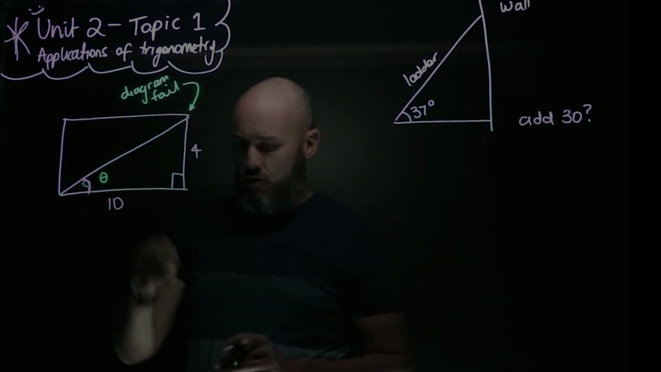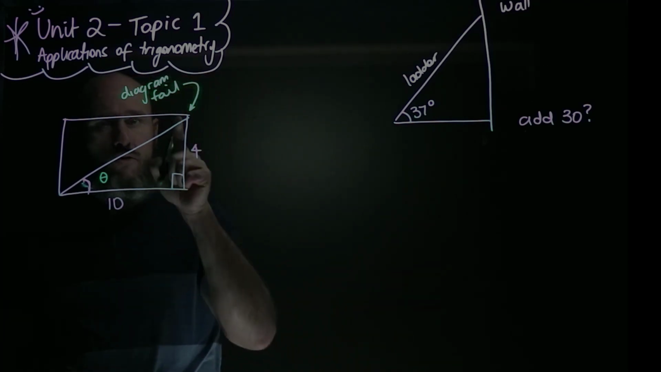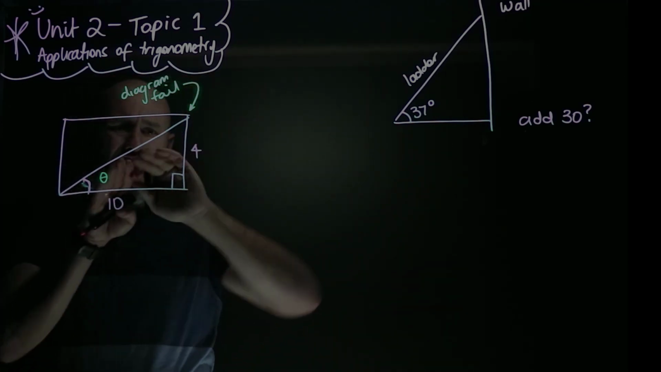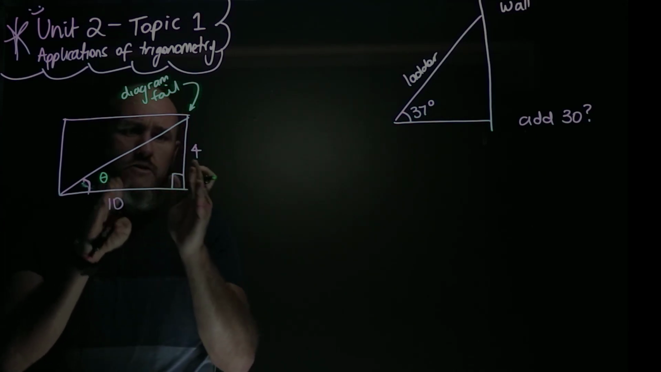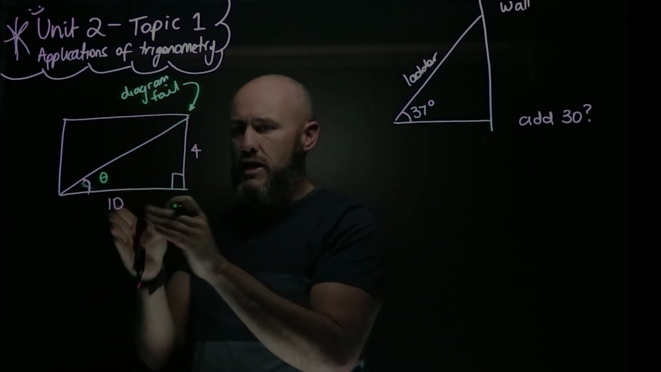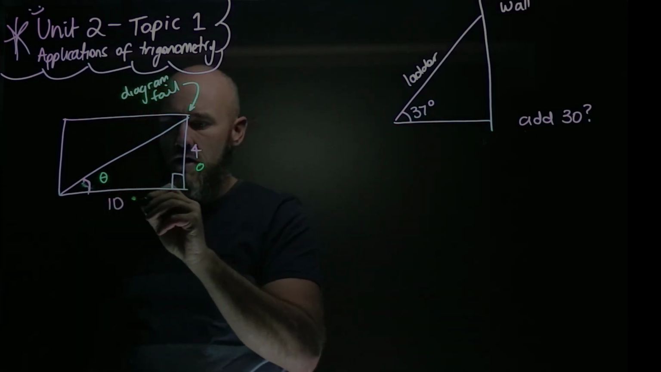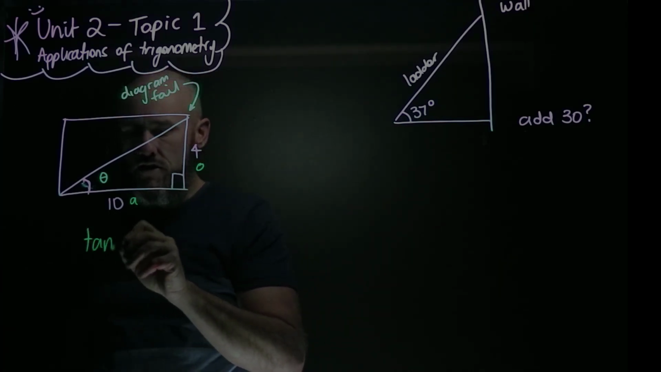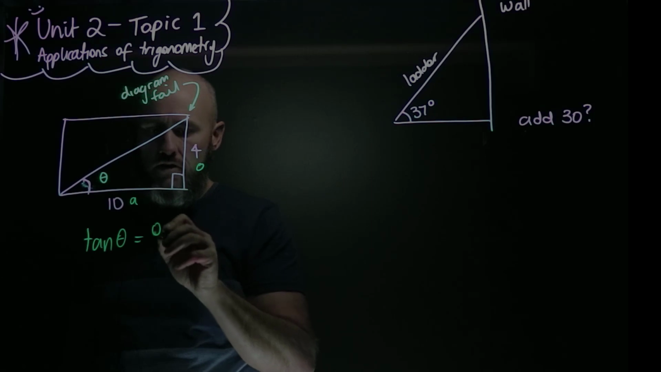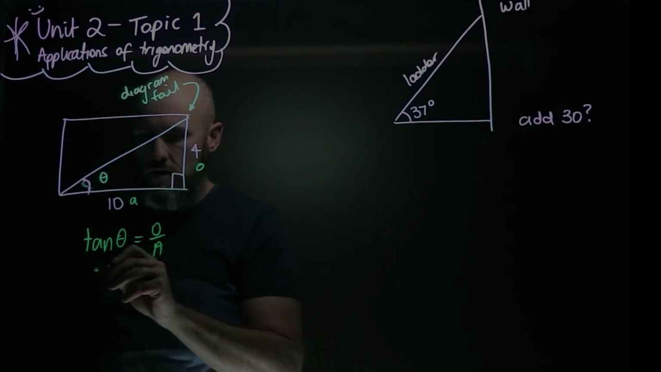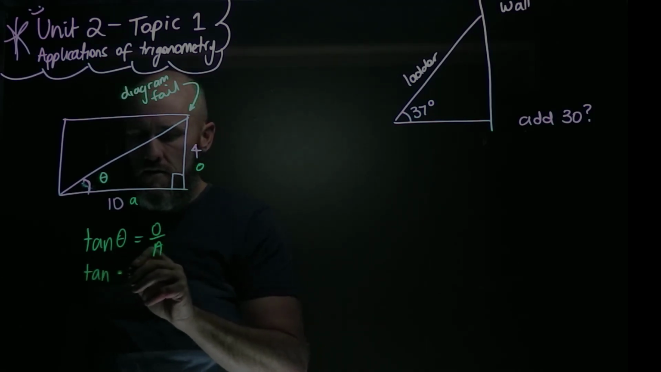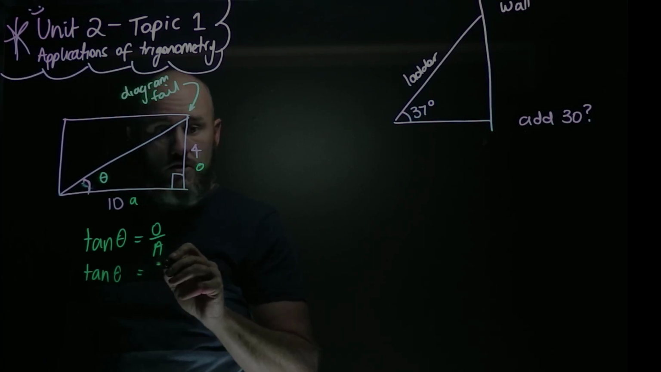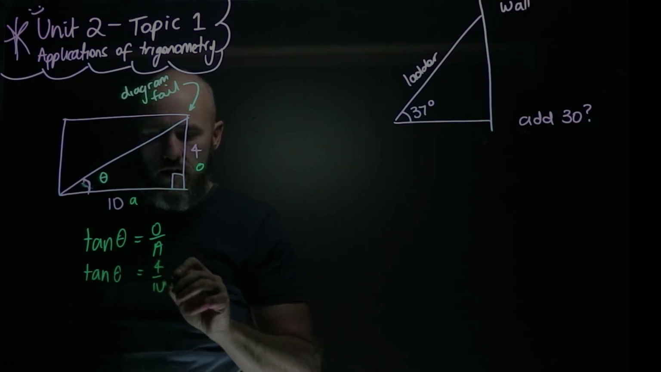Now, I want to find theta. I've got a right angle, and two side lengths here that don't matter. I just care about this right angle triangle here. So I've got 4 and 10, opposite and adjacent. Therefore, I'm working in a tan ratio. Tan theta is equal to opposite over adjacent. So therefore, tan theta is equal to 4 over 10.